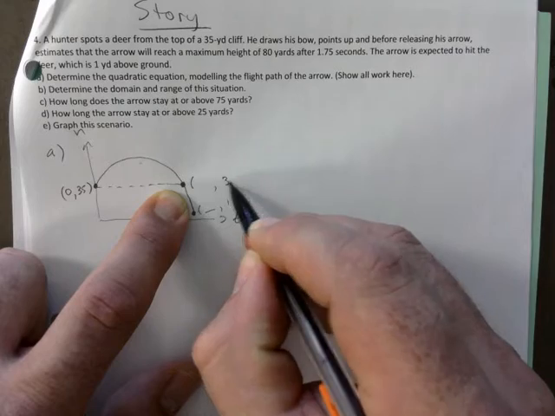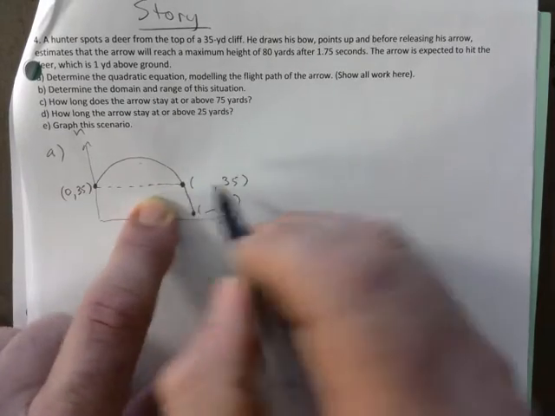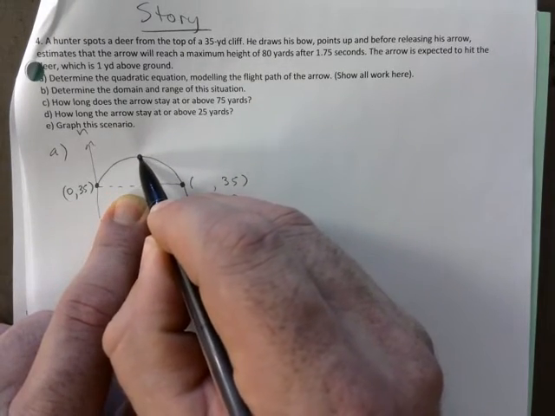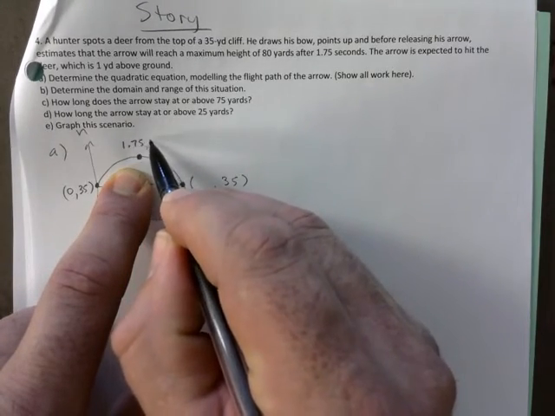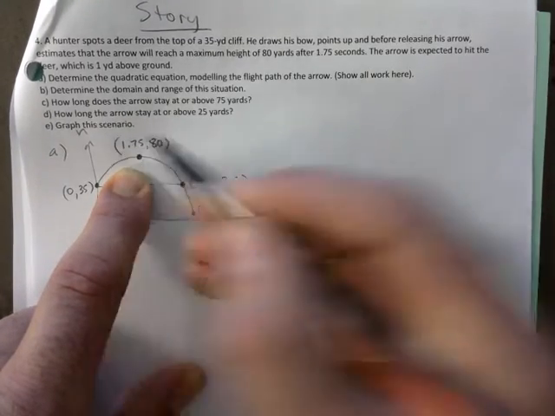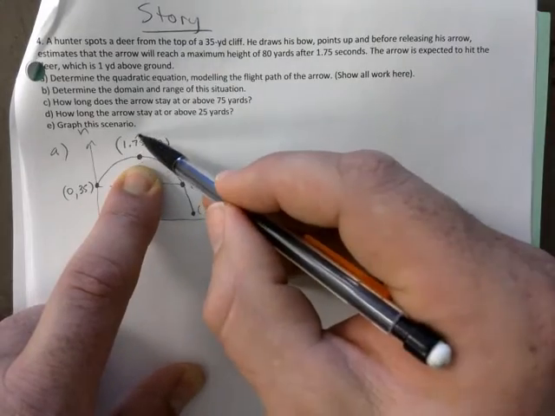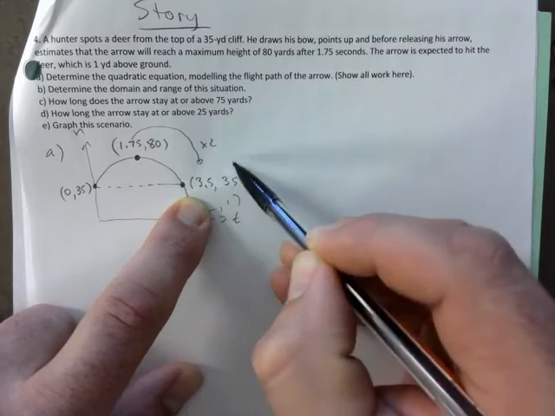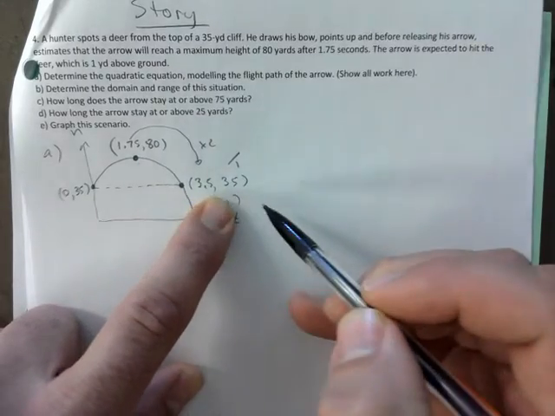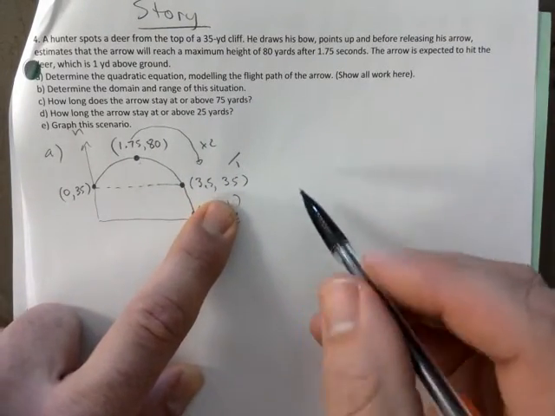I know I'm going to come back to a height of 35. I'm actually given the vertex, which is time first, right? Time and then height second. You multiply this by 2, which gives you 3.5. This is going to be worth a full mark, right? That point, getting that one.